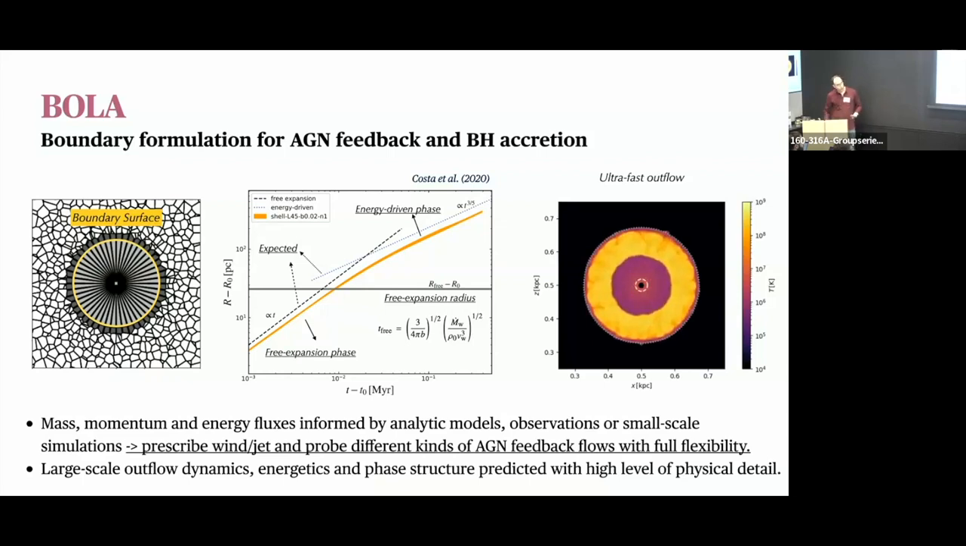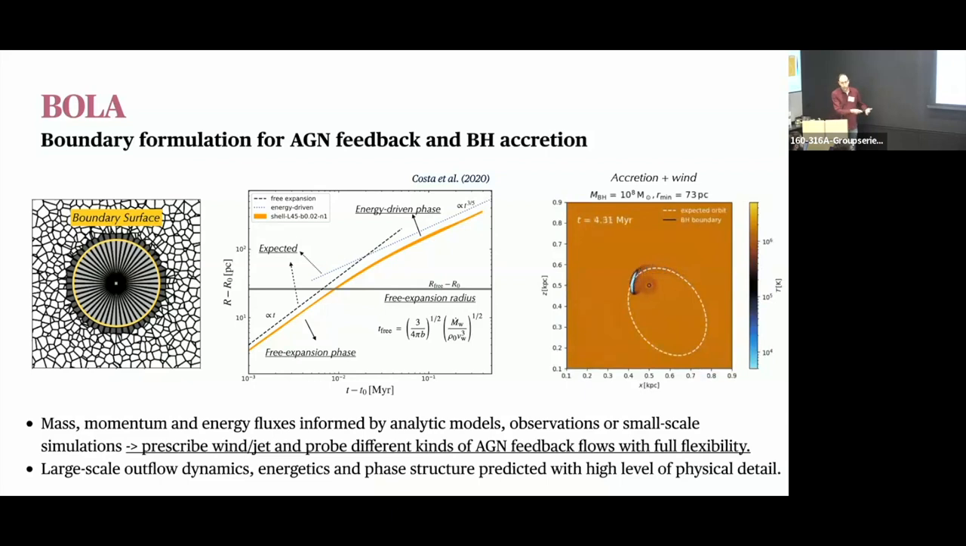Of course, this can also be done in reverse for accretion. So here is a case where we've used this boundary to measure inflow rates across some of the solid angle elements. And we've also included the wind, which then escapes where the ram pressure of the inflow is not significant.